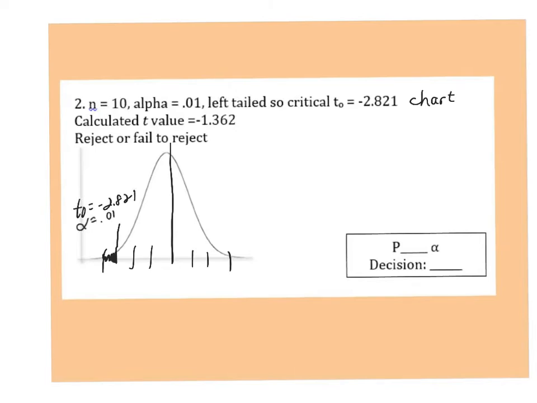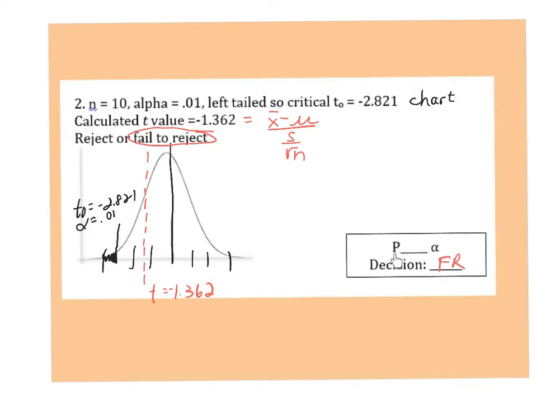My calculated value from the sampling distribution formula I have done for you and found the calculated value to be 1.362. It's negative and it's on the left. I can see that the calculated value is not in the rejection region, so I'm going to fail to reject the null.